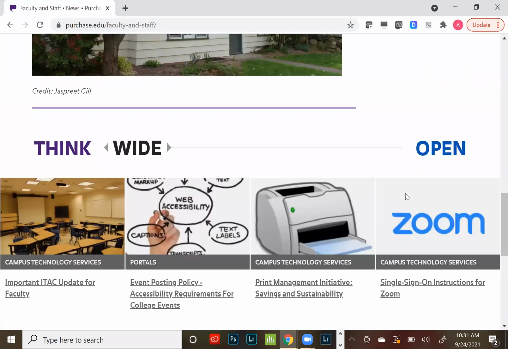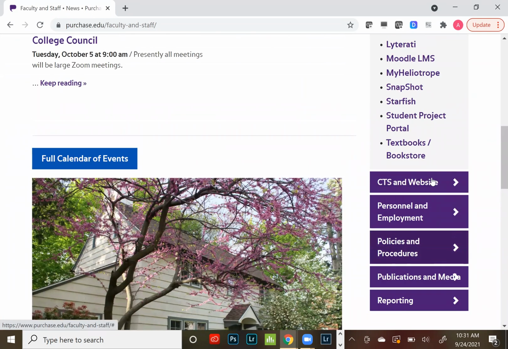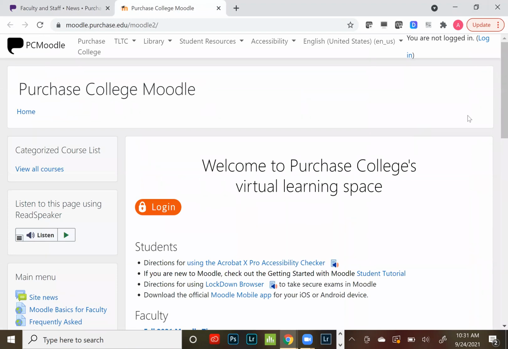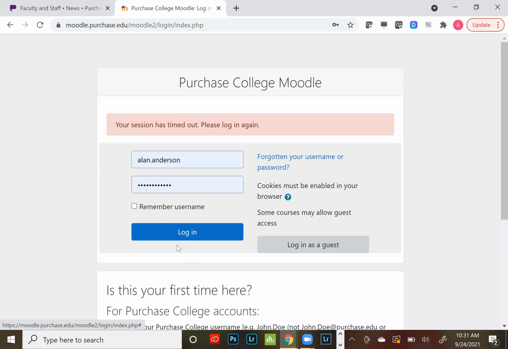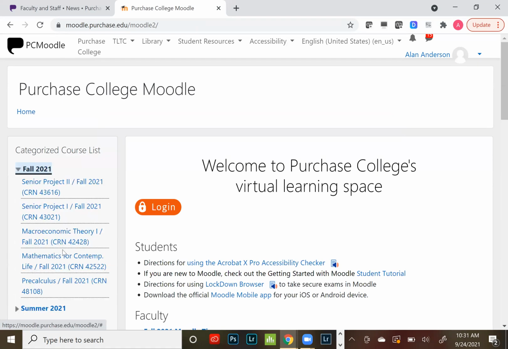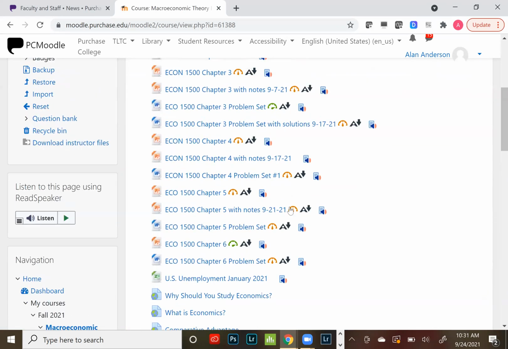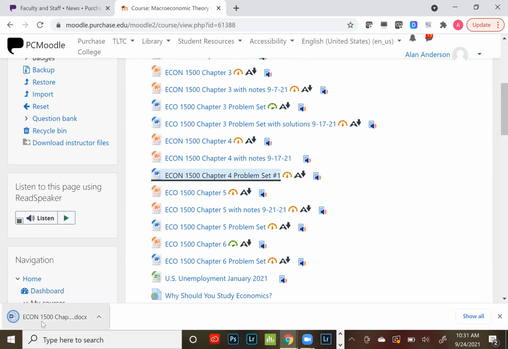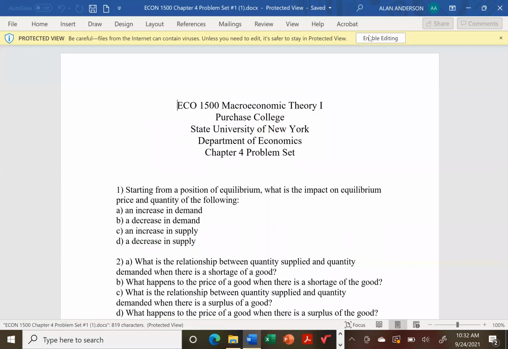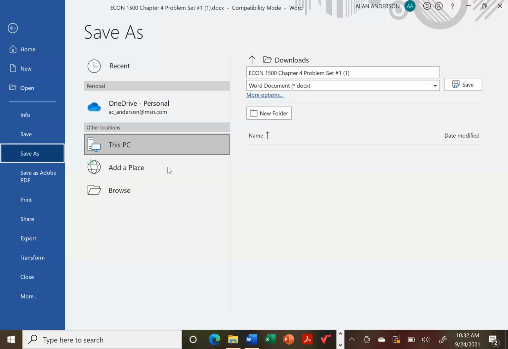Oops, that's not it. Okay. All right, here we go. So the chapter 4 problem set is right here. So we'll get that going. Now, of course, this is based on supply and demand, from not the last time we met, from the previous week. All right, so let's get this going. Let me just save it.